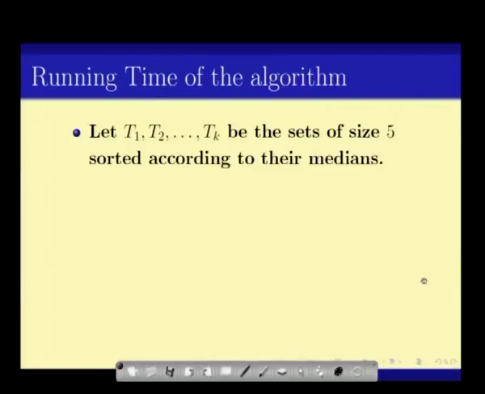Now, what is the T of S1 and T of S2? Can we get an upper bound on that? Now, since T1 to Tk are all sets of size 5 sorted according to their median. So, note that k over 2 is basically the median, which turned out to be the pivot. So, the third element of T k over 2 is x, which is the pivot.